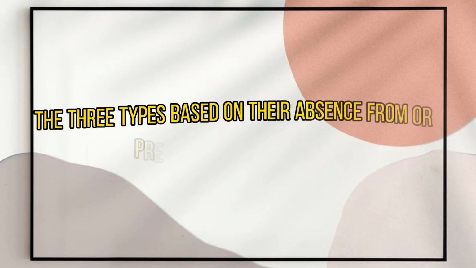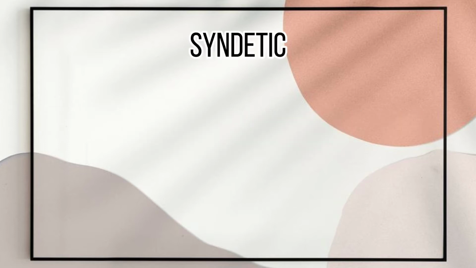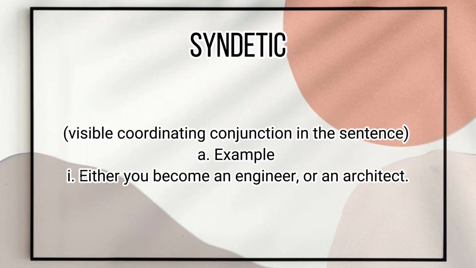Let us proceed to the 3 types of coordinating conjunctions based on their absence from or presence in the sentence. First, syndetic: visible coordinating conjunctions in the sentence. Example: either you become an engineer or an architect. As you can see, the complete thought of the sentence was made possible through the use of our conjunction. For our given sentence, we use or.